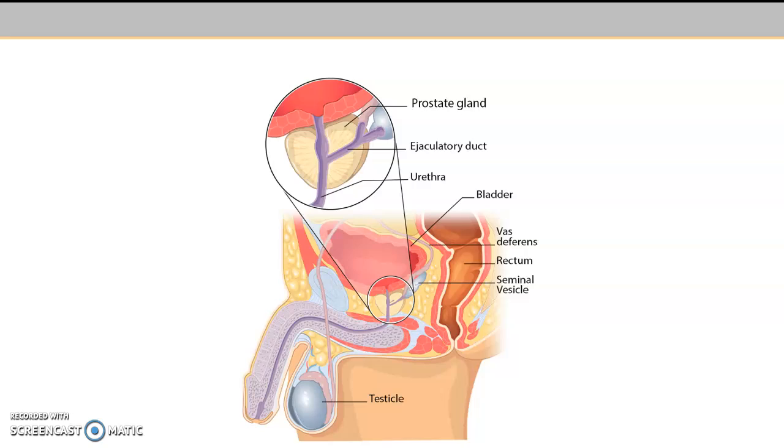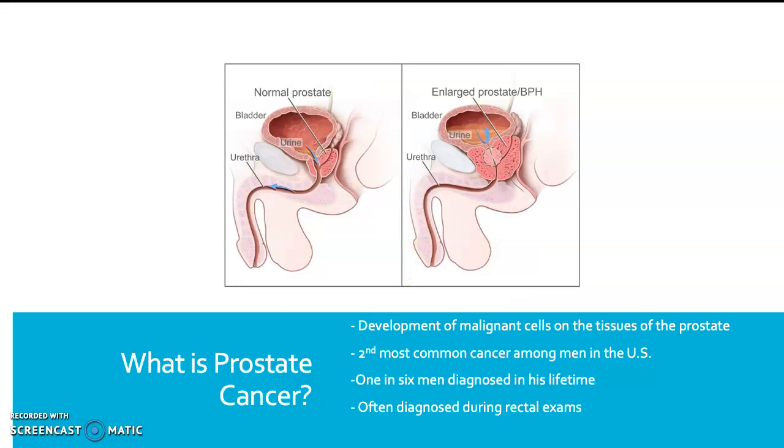Now let's discuss prostate cancer. Prostate cancer is the development of malignant cells or cancer cells on the tissues of the prostate. Sometimes this happens as a result of genetics, diet, health history, and other risk factors that we will discuss later in this presentation. Prostate cancer is the second most common cancer found amongst men in the United States.